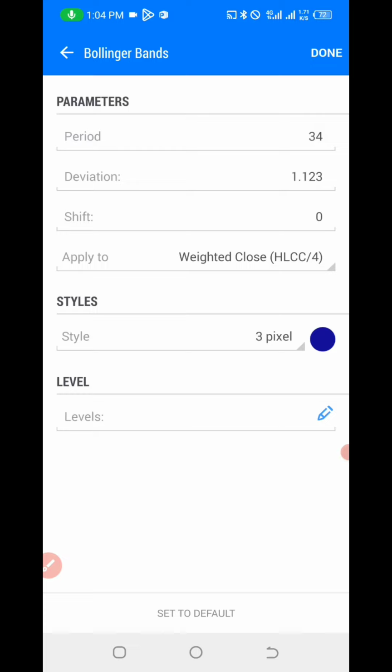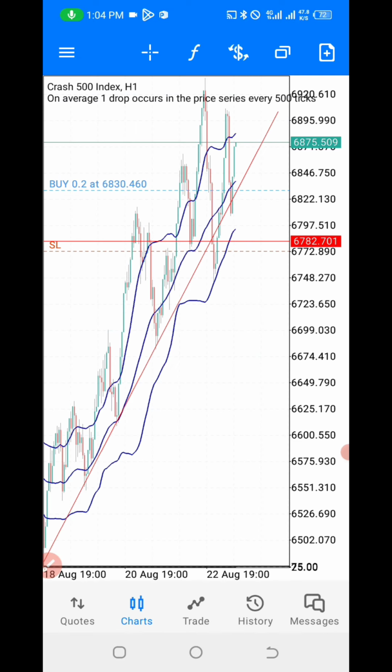This is the setting of the Bollinger Band. Period is 34, deviation is 1.123, shift is 0. Take note of all the parameters. You can take a screenshot. Apply to weighted close, in bracket HLCC/4. Then you can choose any color of your choice, and then you click done. Here's what you have already. So that's it. That's just it.